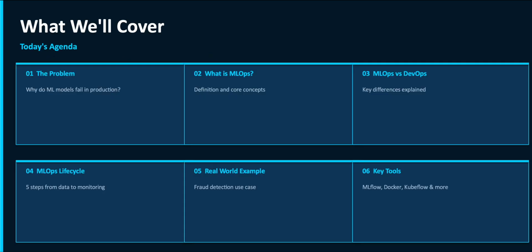So here is what we'll cover in the next 10 to 15 minutes in this video. We'll start with a problem, why ML models fail in production. Then we'll define MLOps, compare it with DevOps, walk through the MLOps lifecycle, look at a real world example, and finish with the key tools which are required. Each section builds on the previous one. So let's go in order.